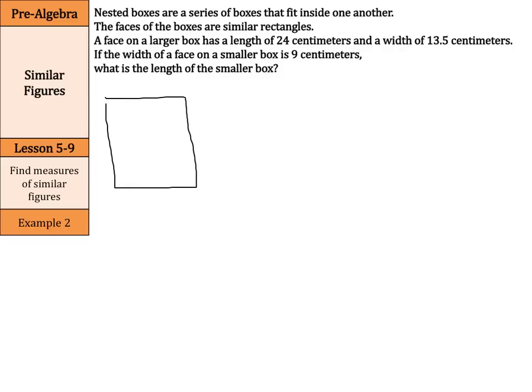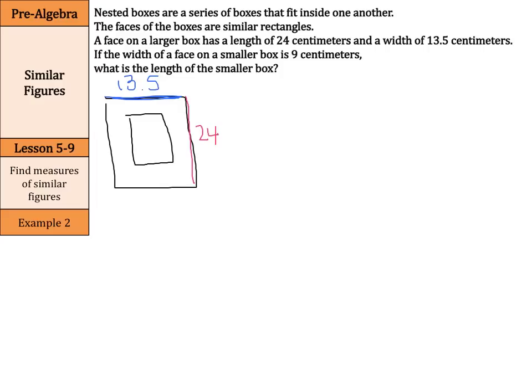Now, you know I'm not a perfect drawer here. I'll come as close as I can to drawing 2 rectangles that are similar to each other inside each other. Well, the face of the larger box has a length of 24. So this side is 24. And a width of 13.5.